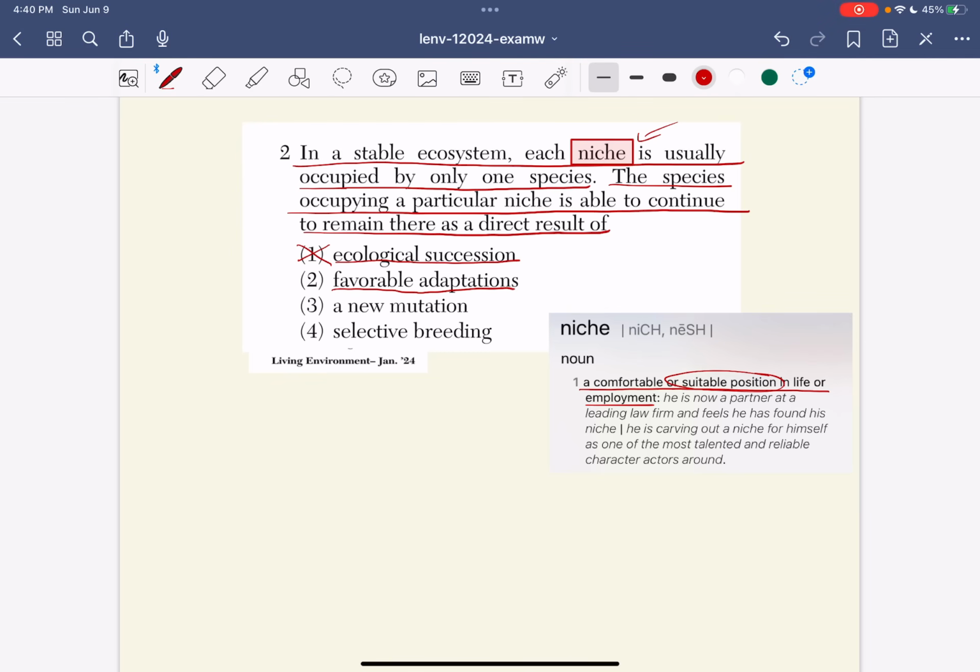Favorable adaptations, that is correct. A new mutation, no. Selective breeding, no. Selective breeding is when you take certain organisms and have them reproduce to help keep those favorable characteristics. So we're not talking about that. We don't want new mutations, because if an organism has a new mutation, it might not survive its environment. Favorable means that it's good. It is good for the survival of the organism.